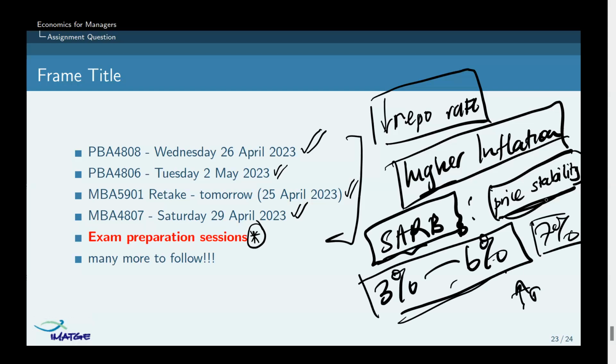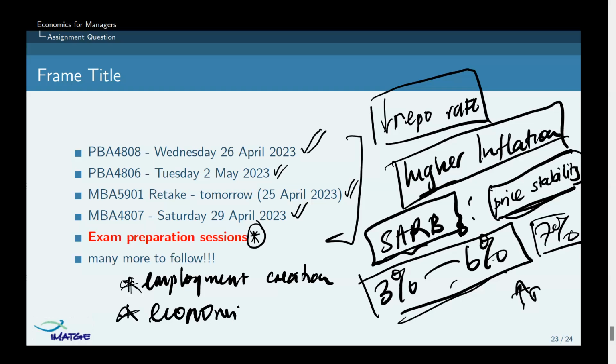There are other secondary objectives, such as employment creation and maybe economic growth, etc. But the central bank says it is mainly concerned about price stability. Then when it maintains price stability, it will move on to other objectives. So it might not make sense, but that's what it is.